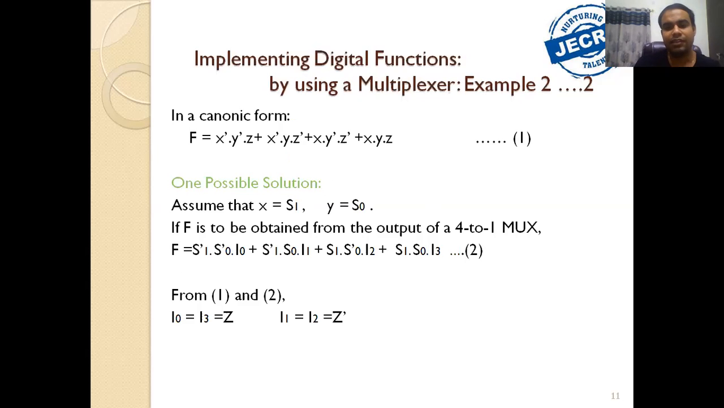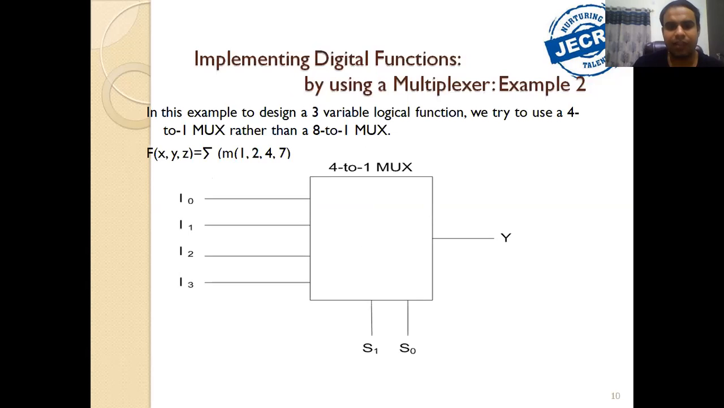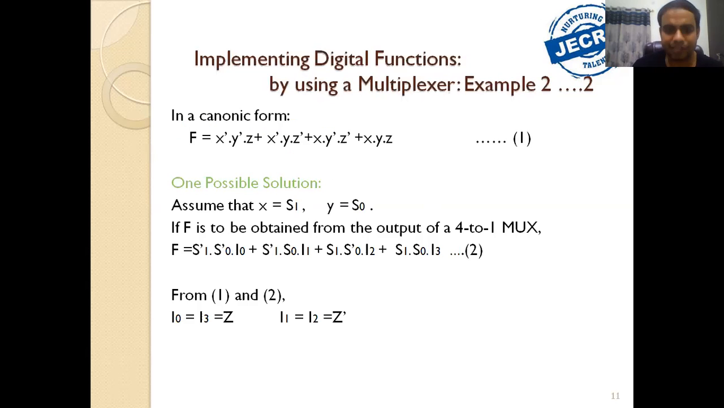Now, there are these two kinds of solutions. Assume that x equals S1, y equals S0. That basically means both the inputs x and y are applied on selection lines S1 and S0.